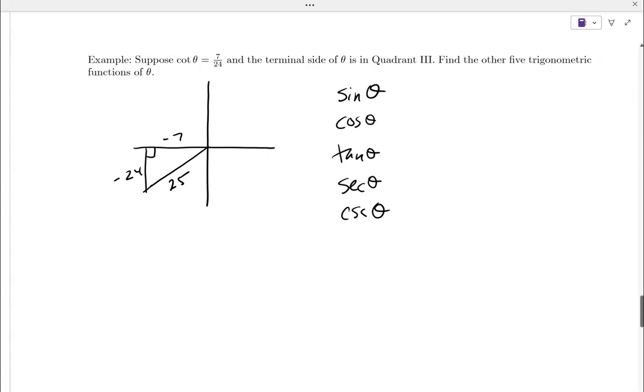Again, one of those you didn't really need a triangle for. Which one didn't you need the triangle for? The tangent, right? It's going to be 24 over 7, just the reciprocal, right? But again, you can see it from the triangle, right? We just didn't need the triangle to get that one. All right, what's sine going to be?